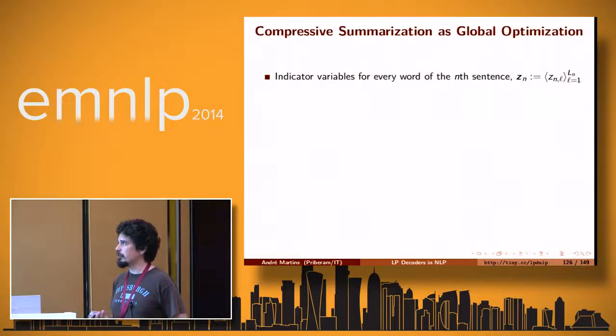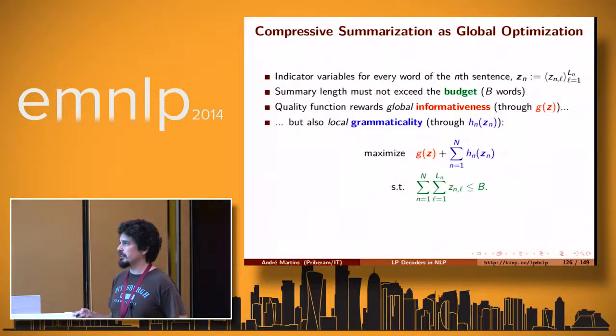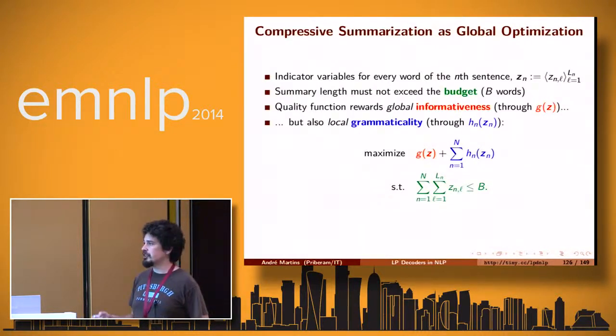So here's how we can define the problem as a global optimization problem. We're going to have indicator variables for every word of every sentence. We're going to denote that as a z_n variable for sentence n. Then we are going to constrain the length of the summary not to exceed a budget of B words, which you can represent as this constraint here. And then we are going to define a quality function that rewards global informativeness through a g function, g of z, and that rewards local grammaticality at the sentence level. So we're going to have a quality score for each sentence, and they're going to sum over sentences.